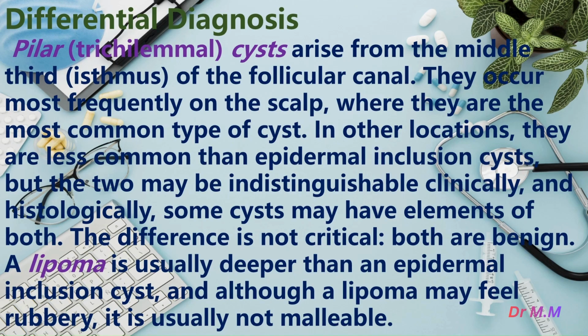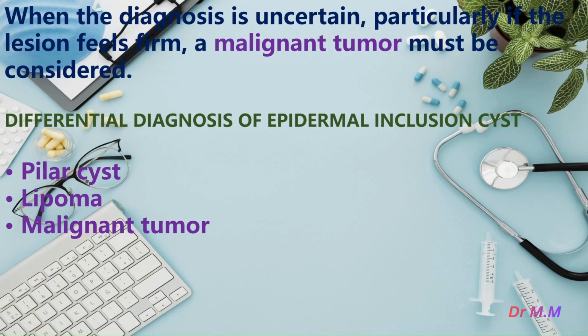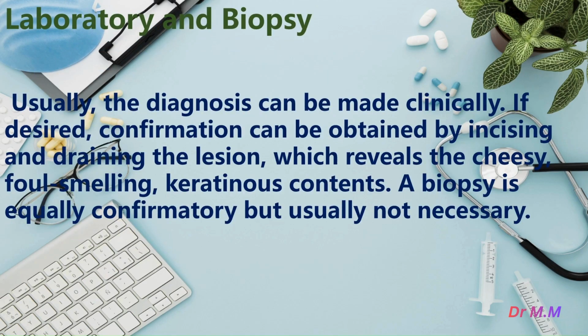A lipoma is usually deeper than an epidermal inclusion cyst, and although a lipoma may feel rubbery, it is usually not malleable. When the diagnosis is uncertain, particularly if the lesion feels firm, a malignant tumor must be considered. The conclusion of differential diagnosis of epidermal inclusion cysts includes pillar cyst, lipoma, and malignant tumor.